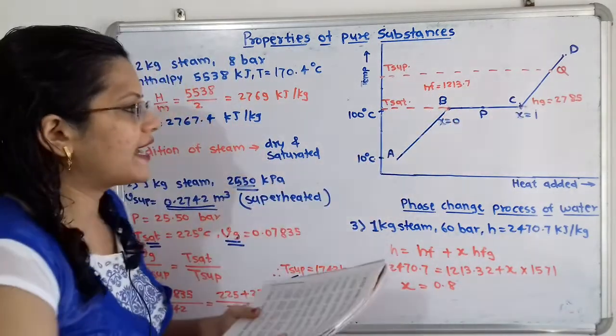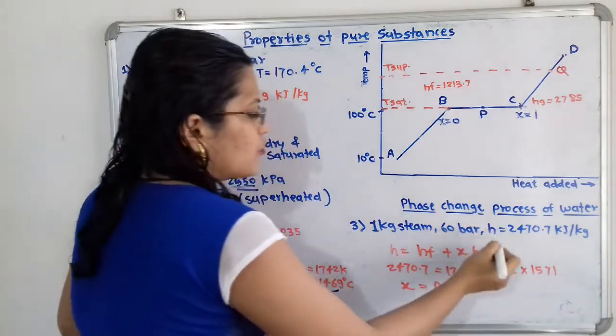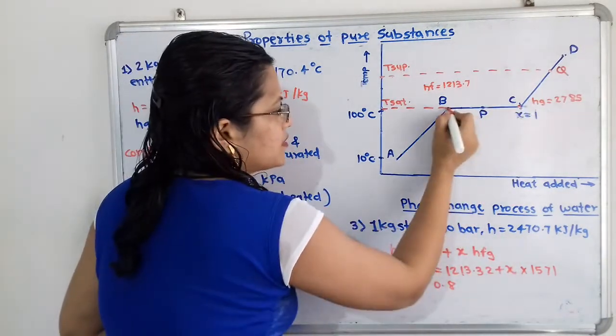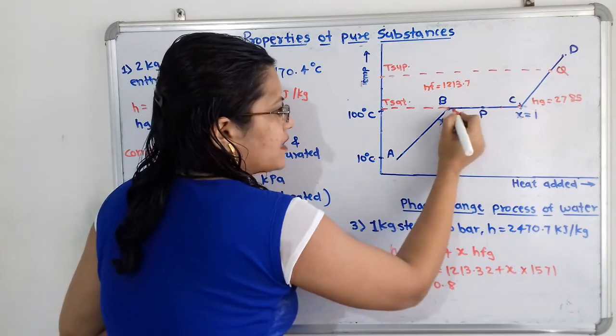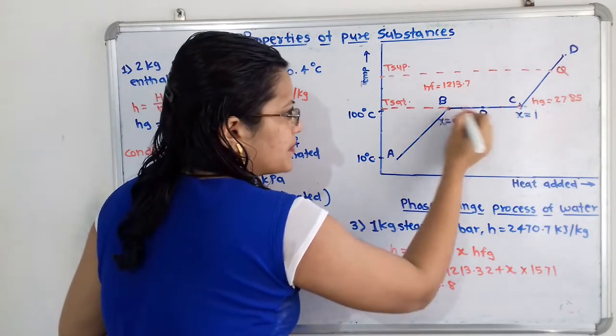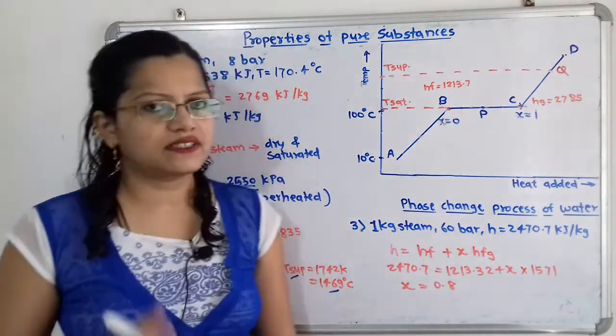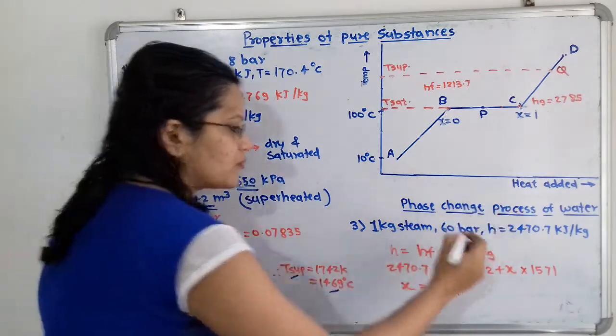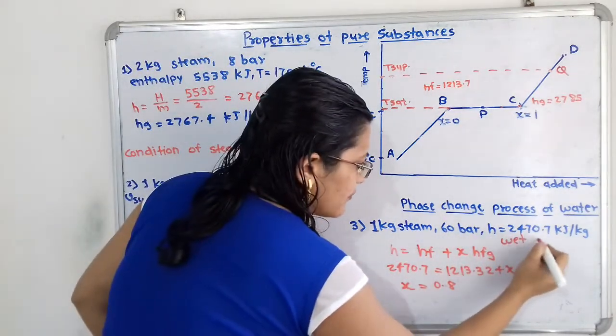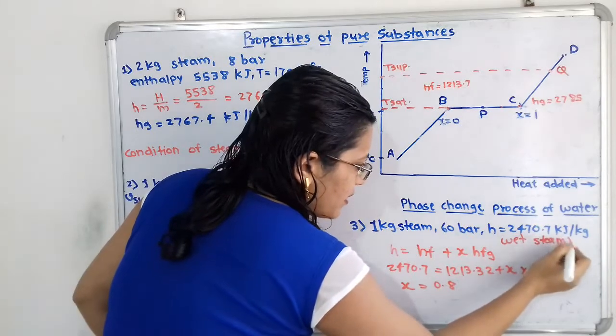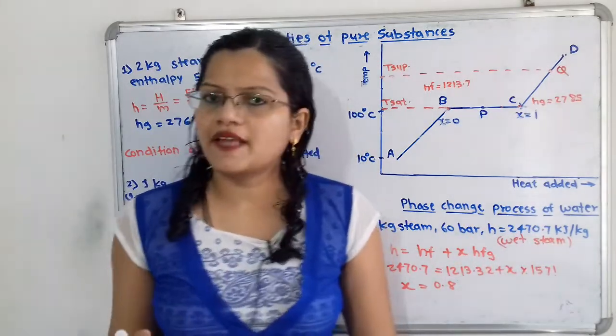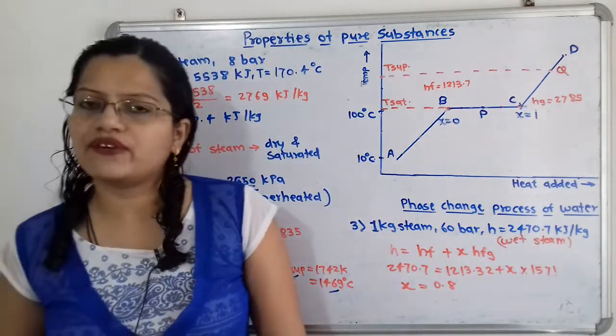So we can say that the given point is located in between B and C. We know that any point in between B and C is known as wet steam. So what is the condition of the steam? We can say that this is wet steam. Now we will also find out the dryness fraction by applying the formula for wet steam.